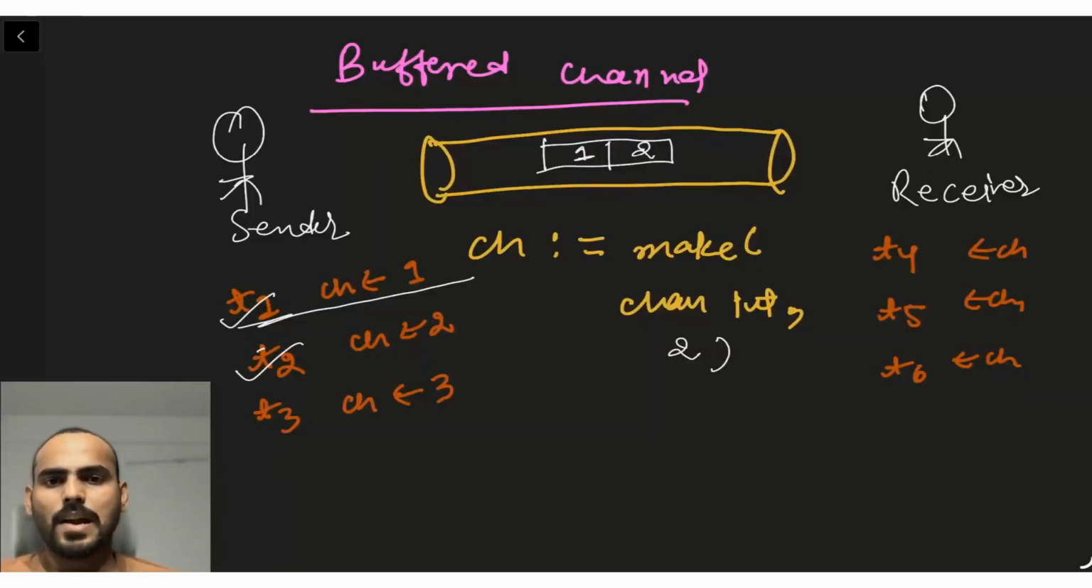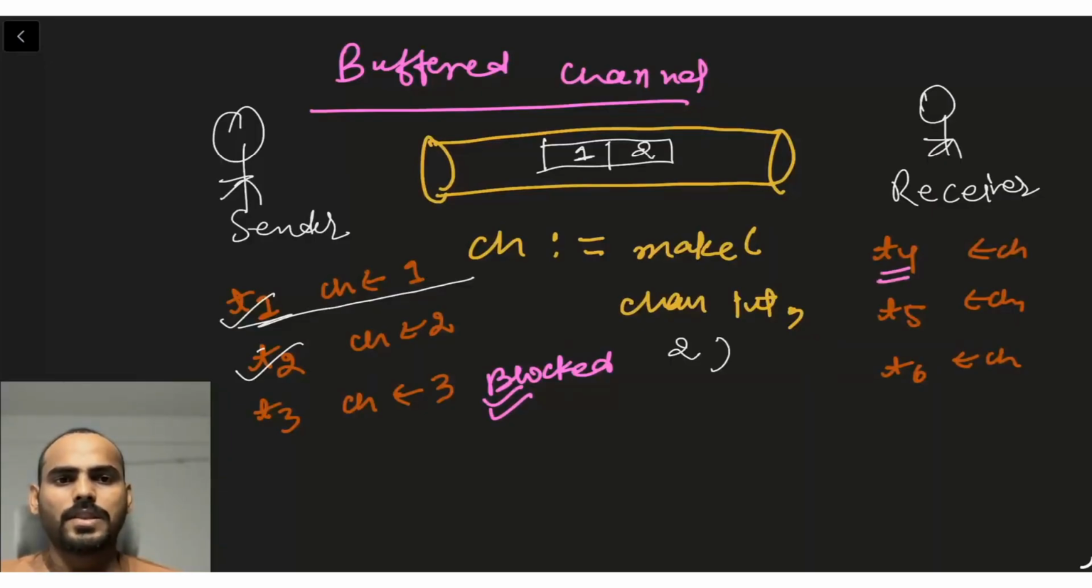Now what happens at time t3? So at time t3 the sender checks the queue is already full, so it is blocked here. So the sender at time t3 will get blocked and wait for the queue to have some space available so that it can put the data into the queue. Okay, for now it is blocked.